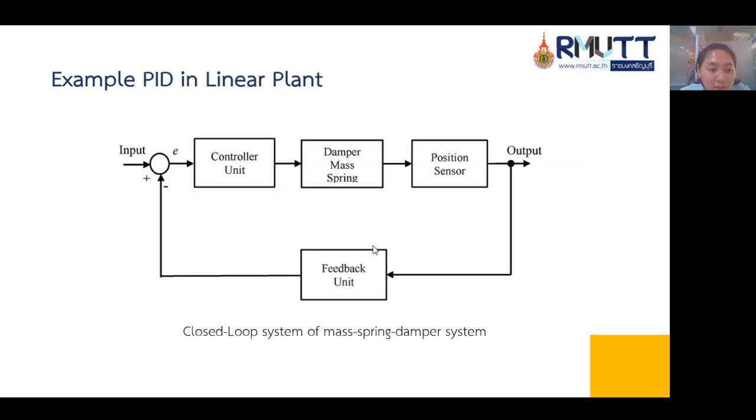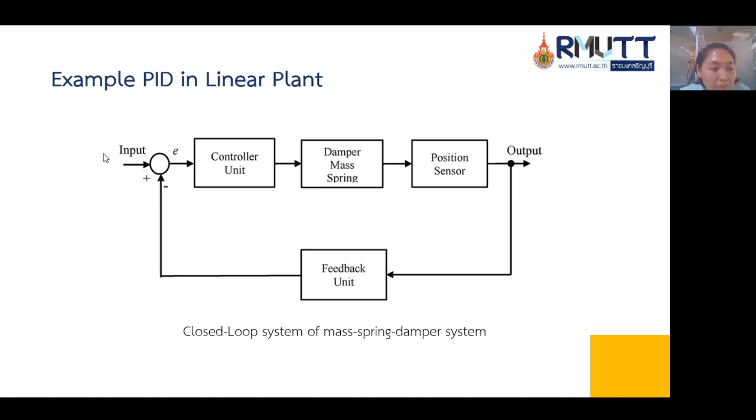And then this is an example of PID in a linear plant. This uses a mass spring damper system. This is the block diagram of the mass spring damper system.